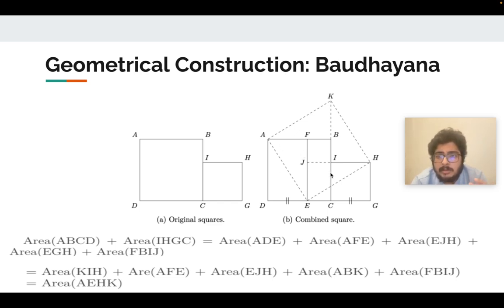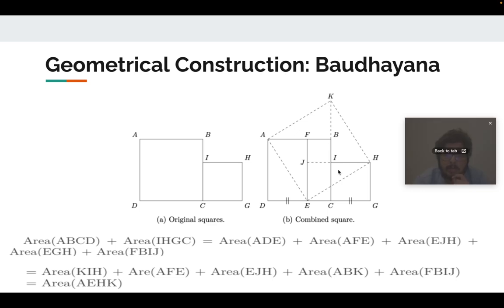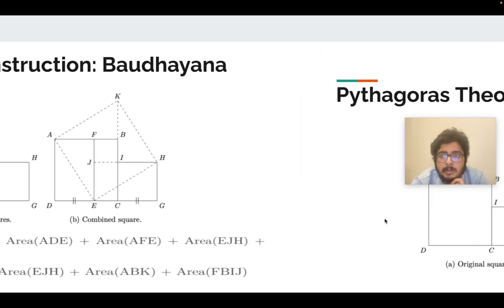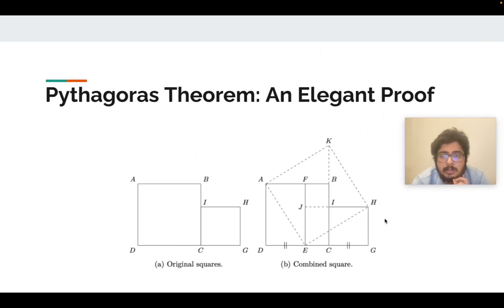So what idea that comes to the mind is that somehow we can prove the Pythagoras theorem with whatever we have done right now. So how do we do it? It is not very difficult to do it. Why?